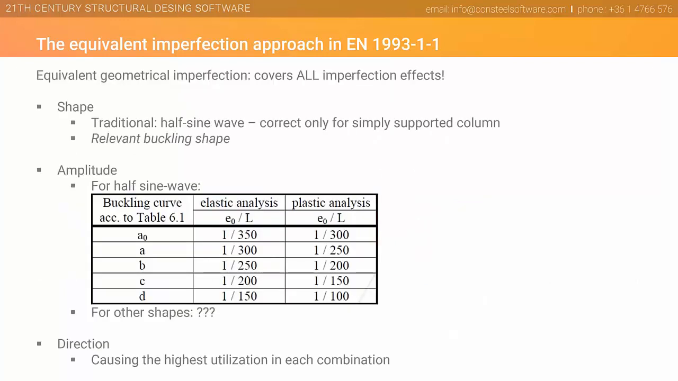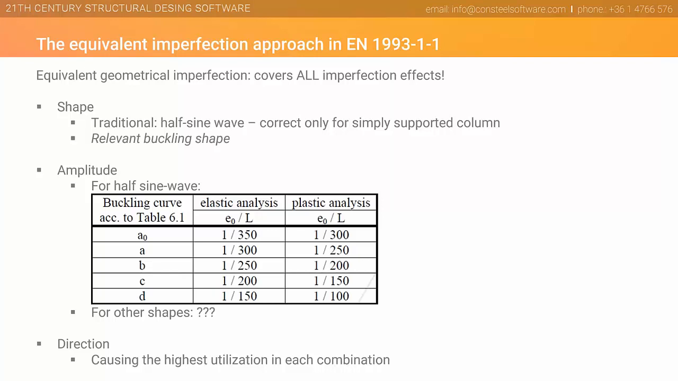And what should we define for an equivalent geometrical imperfection? Basically, we can define it by three parameters: the shape, amplitude, and the direction of that imperfection. For the shape, the traditional modeling is a half sine wave for a member. So this is a member crookedness, or member out of straightness, in the Eurocode as well. This table in the Eurocode is valid for this half sine wave shape, so the amplitudes. But if we consider the sections, what I showed before, it is correct only for a simply supported column, where we have really this half sine wave for the buckling shape.